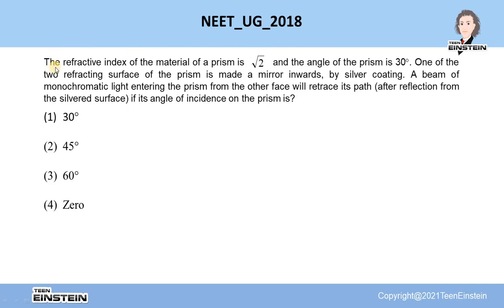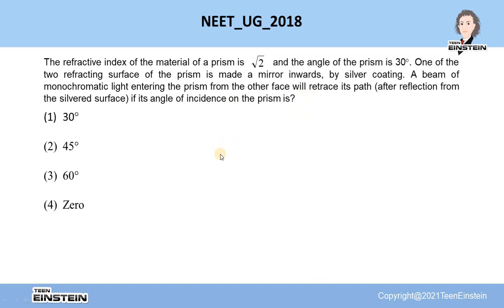Here is a problem. In this problem it is stated that the refractive index of the material of a prism is √2 and the angle of prism is 30 degree. One of the two refracting surfaces of the prism is made a mirror inwards by silver coating. Now a beam of monochromatic light entering the prism from the other face will retrace its path. Now you have to find out the angle of incidence for which this would happen.